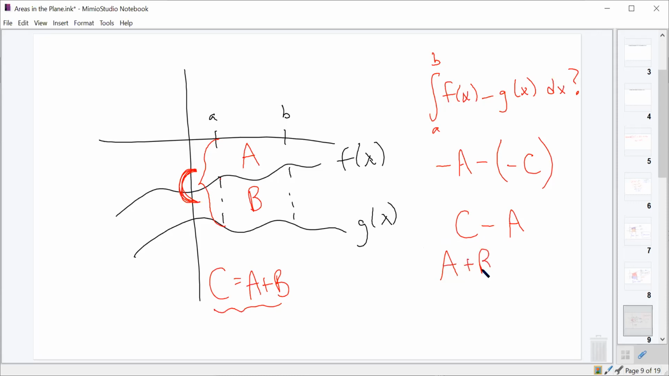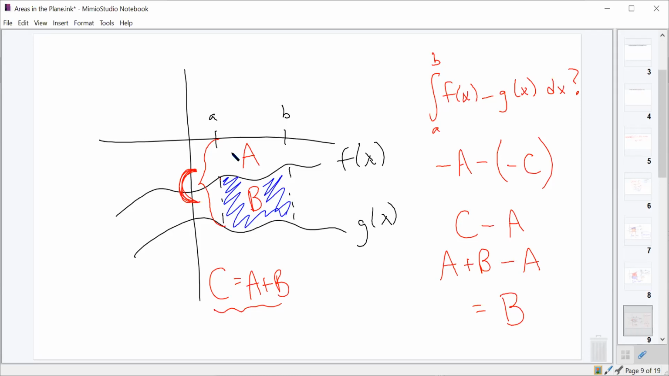Which would tell us that a plus b minus a is what we would get if we do this integral. And what's a plus b minus a? B, which is exactly what we wanted, right? We wanted B, the area of this.